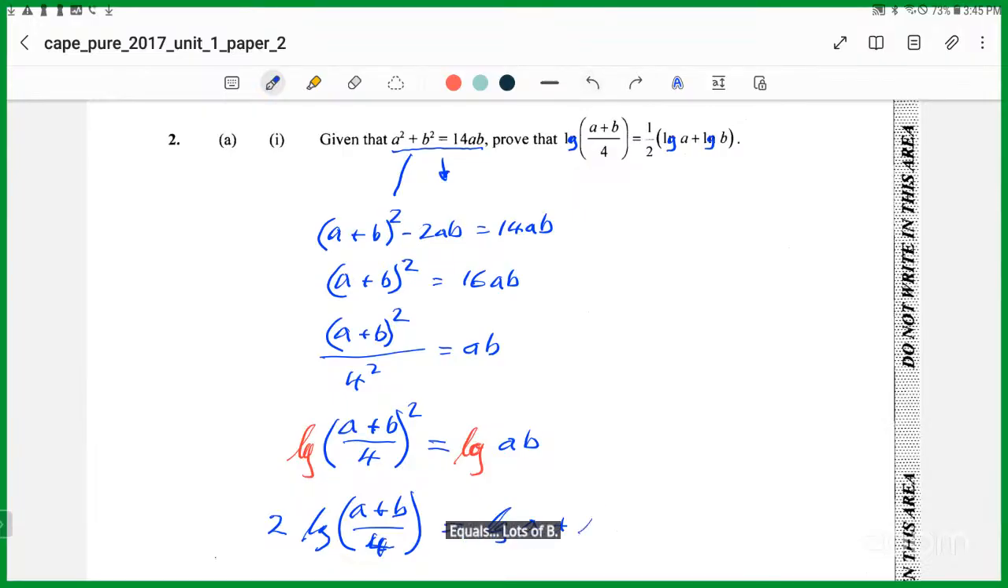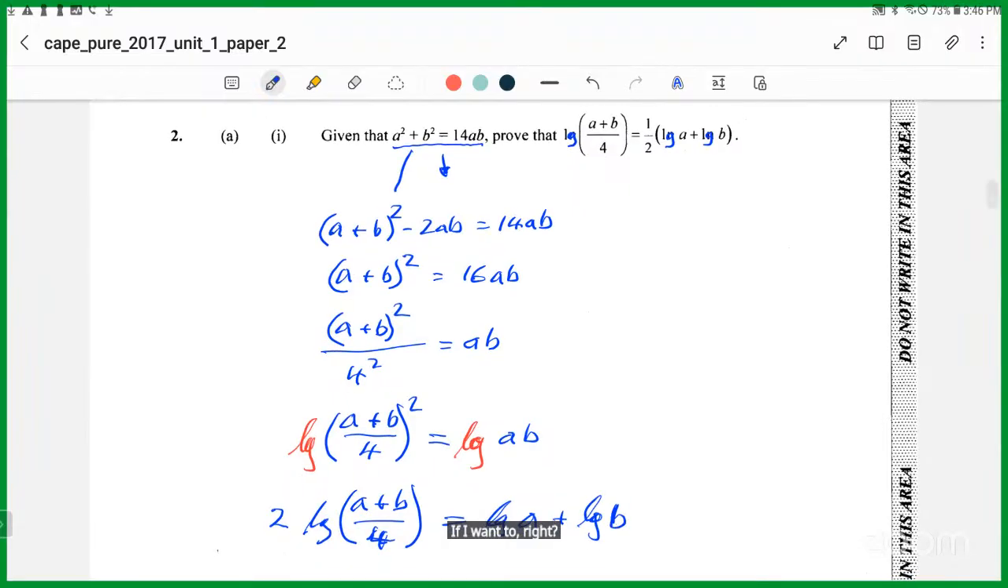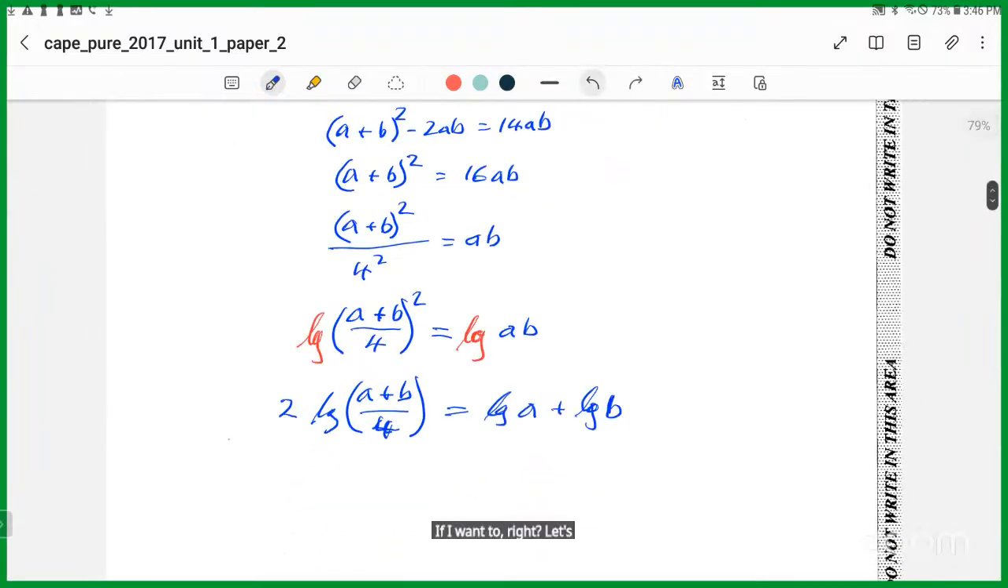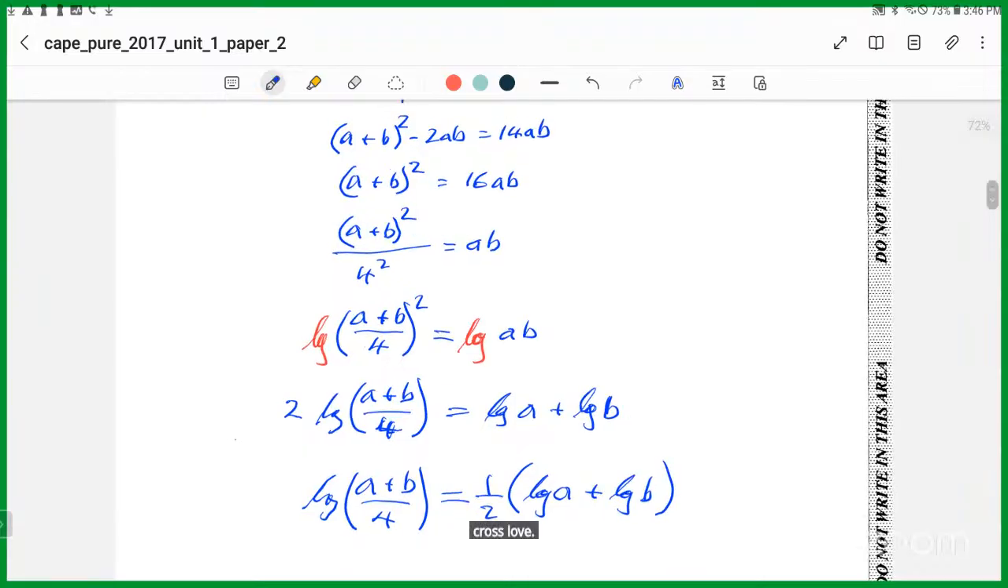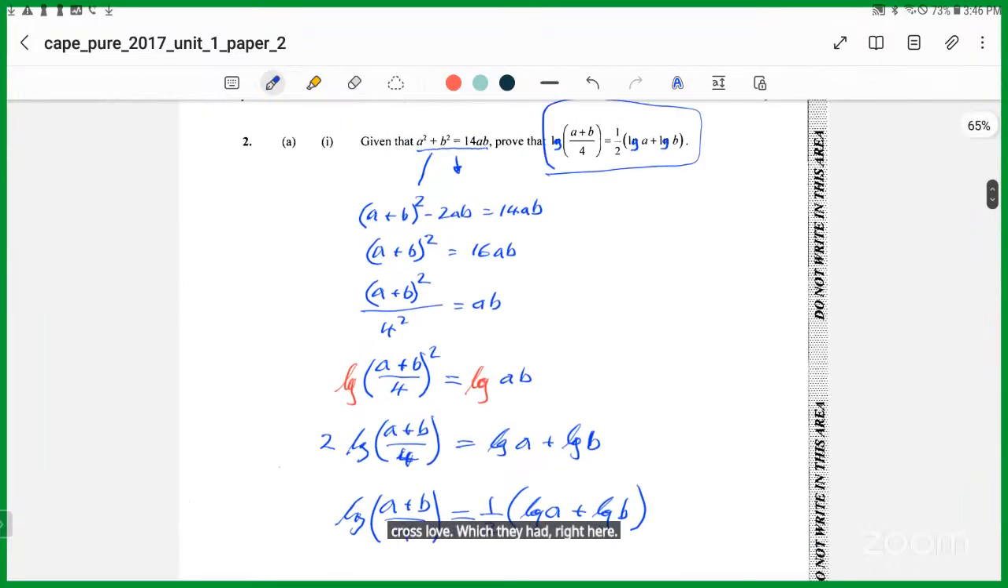And instead of log it could have been ln. Instead of taking log of both sides, I could have taken ln of both sides if I wanted. Now let's multiply both sides by a half, divide by the 2. So I get the log of a plus b over 4 equals half of all of this side: half of log of a plus log of b, which is what they had right here. I've got it here.